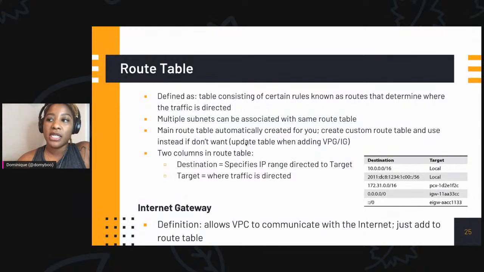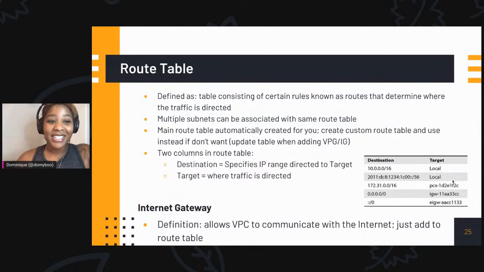But it's always recommended, and they say this is an exam tip, that whenever you update your table to add, like, an internet gateway, which is something I'll get into in a second, or if you add anything to your route, you have to make sure you update your table. So this is an example of a route table. You're going to have a destination and then a target. Your destination specifies an IP range directed towards your target. And then your target, of course, is where your traffic is directed.